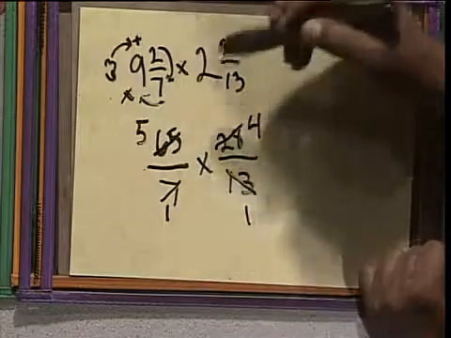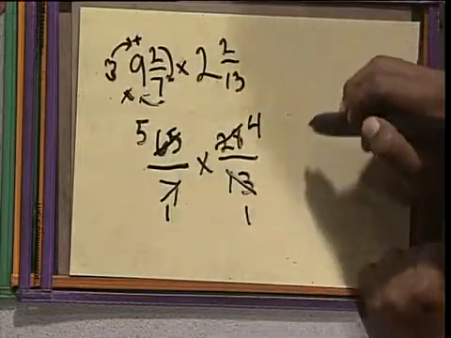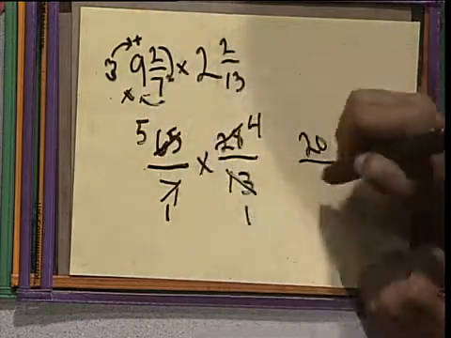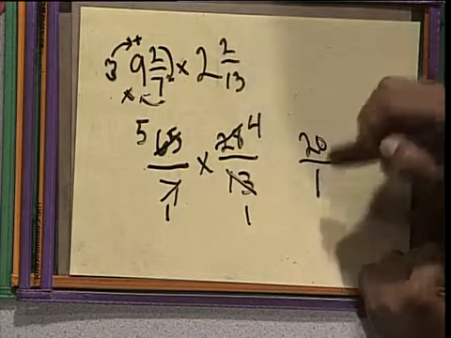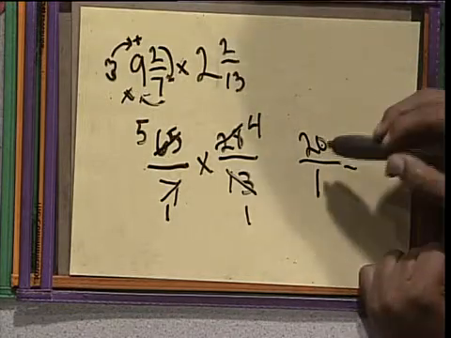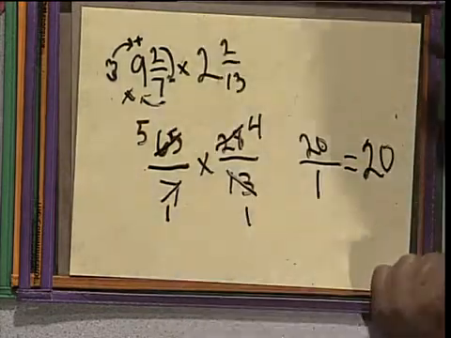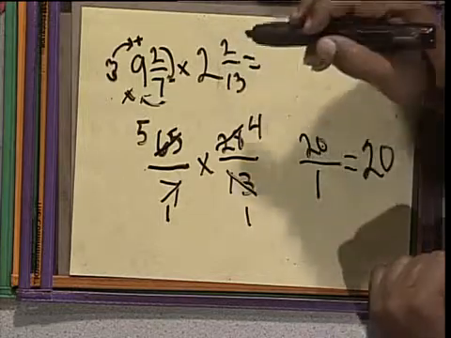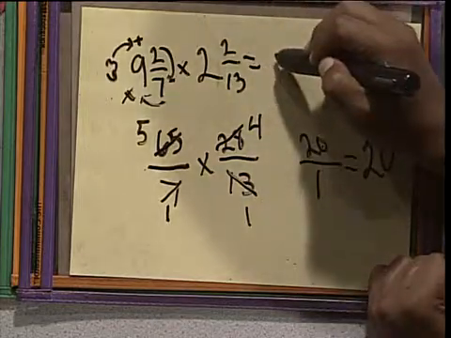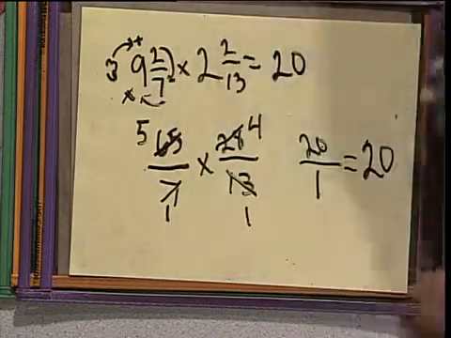Now look at our numbers. Woo! Now 5, it's more times friendly. 4 times 5 is how much? 20. Excellent job. And 1 times 1 is how much? 1. And any number that's over top of 1 is 20 divided by 1? Oh, 20. So, if I go back to my problem, 9 2/7 times 2 2/13, what does that equal? That equals 20.